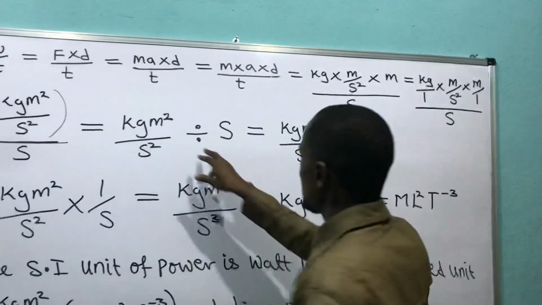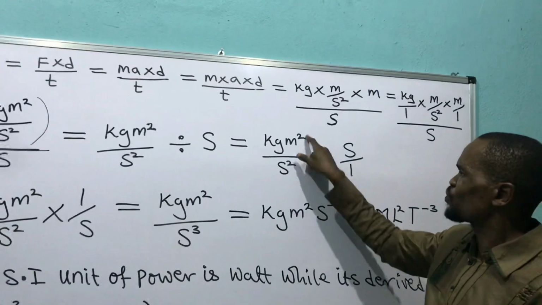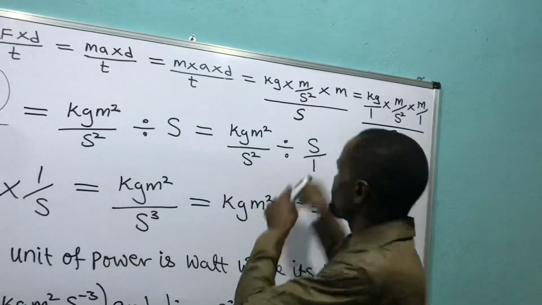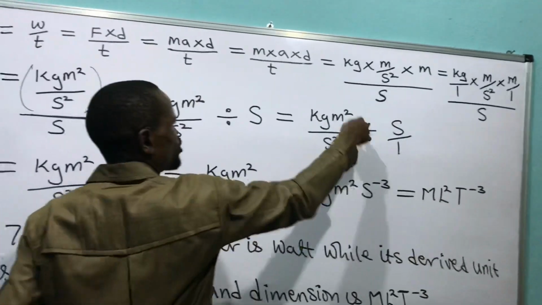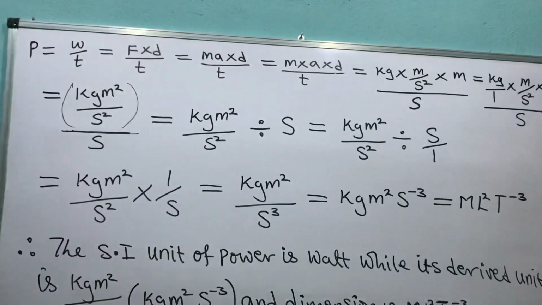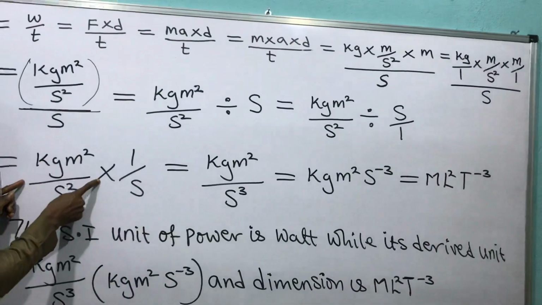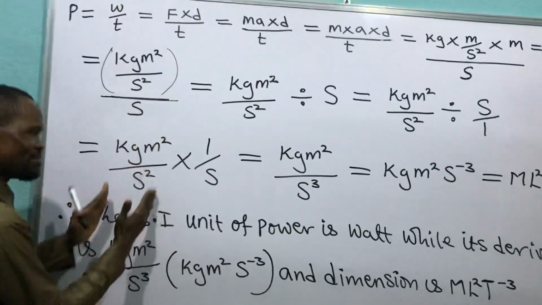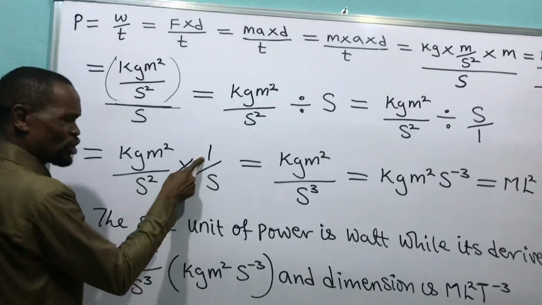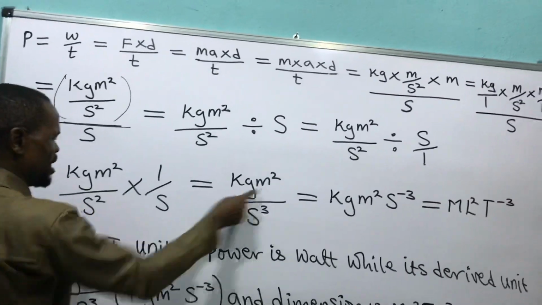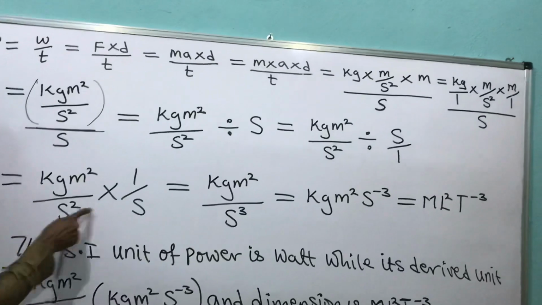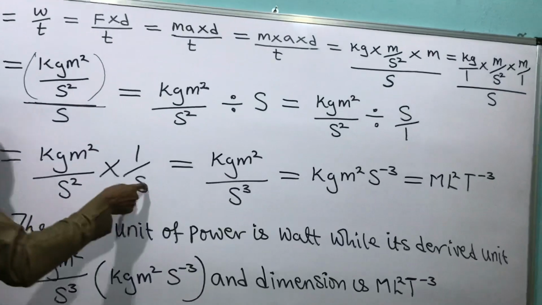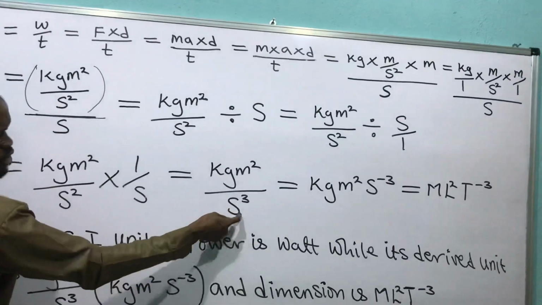Now coming over here, this can be written as kilogram meter squared over second square, divided by seconds over 1. And this can be inverted. When the multiplication applies, the 1 comes up and the seconds go down. Remember that this part remains as it is. Then this gives me kilogram meter squared, and seconds squared times seconds will give me seconds cube. Look at seconds cube here.